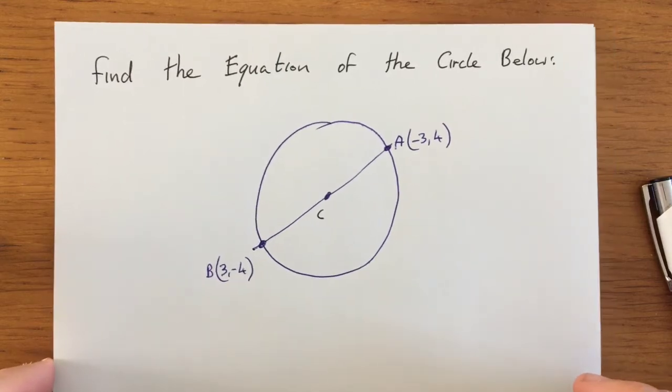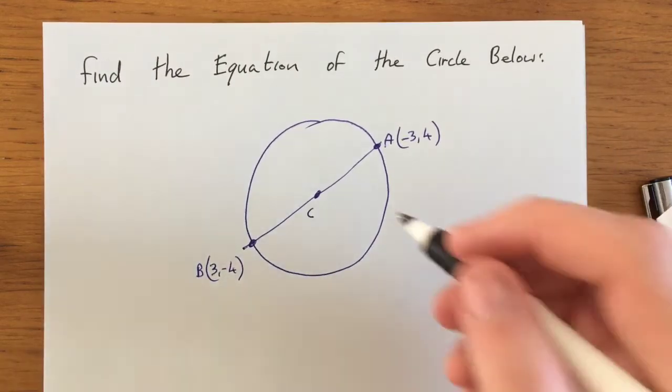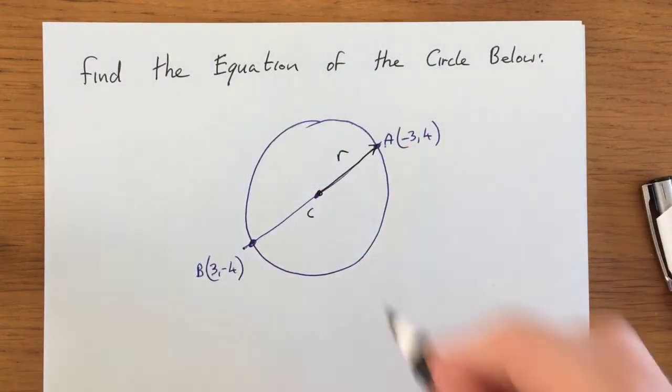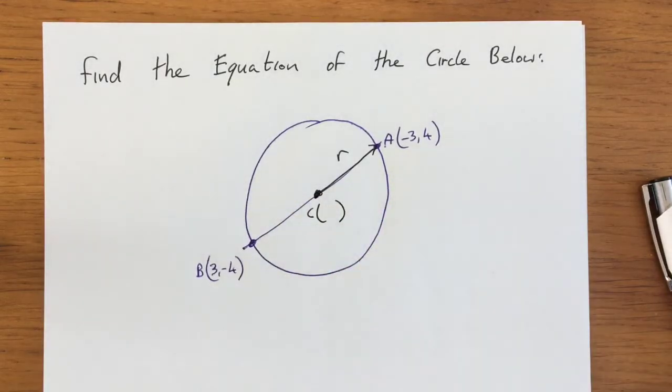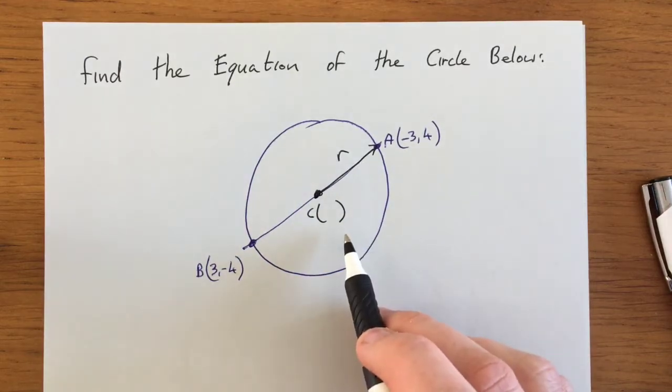Okay, so to have a look at this question, we don't know a lot of things about this circle. Number one, we don't know what the radius is, and number two, they did not tell us what the center is. So we have to find the radius and we need to find the center.